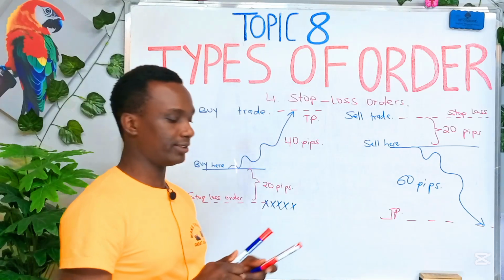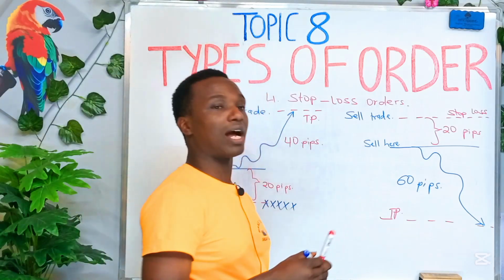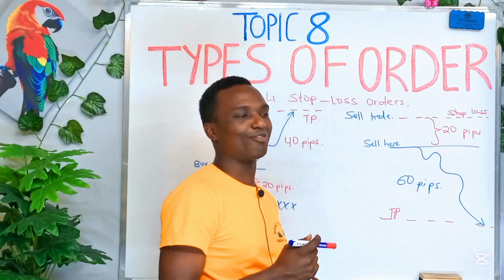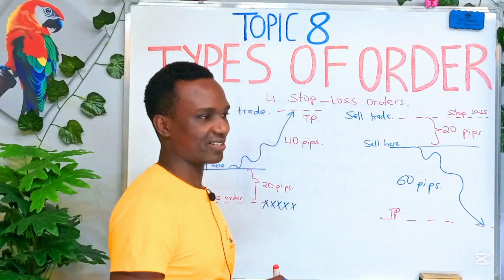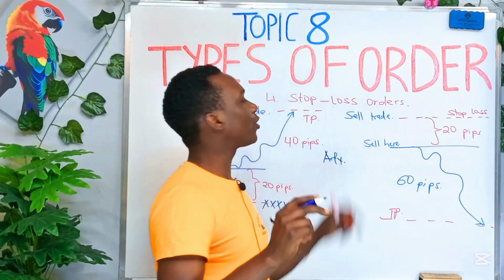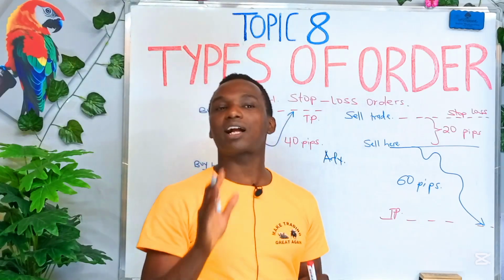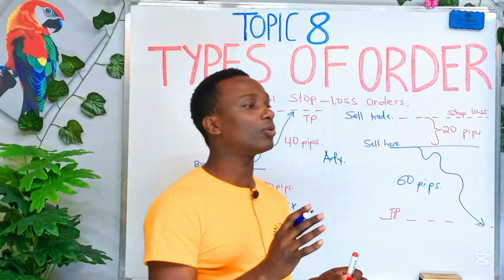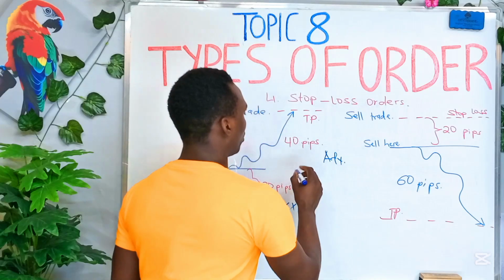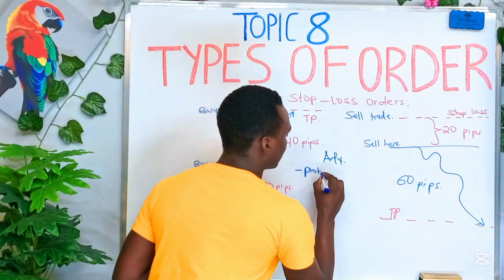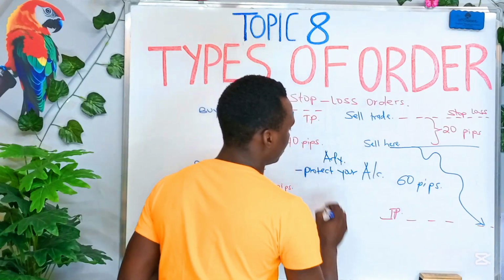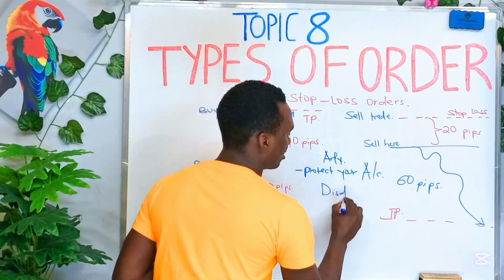Understood. Clear, right? Good. So let us look at the advantages and disadvantages of using stop loss orders. All right. So the advantage is that our stop loss orders will protect your account against deep drawdowns and deep losses. All right. Yes. So this one is to protect your account. All right. What about the disadvantage?